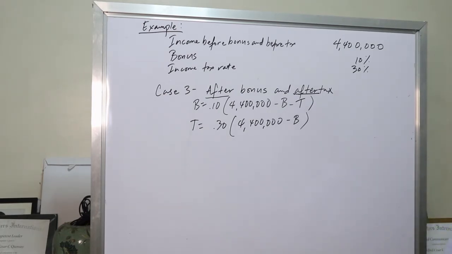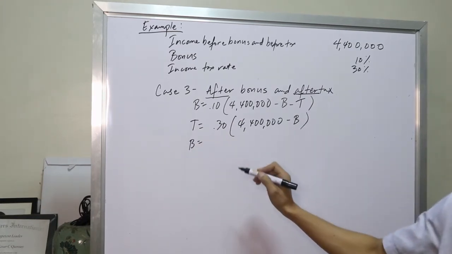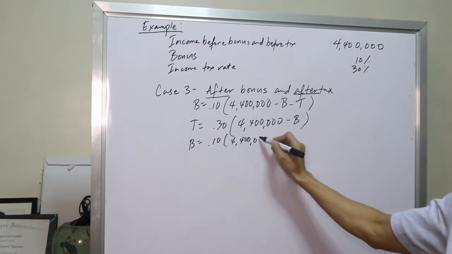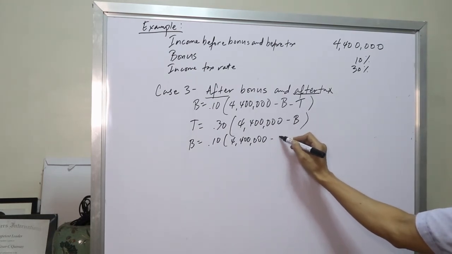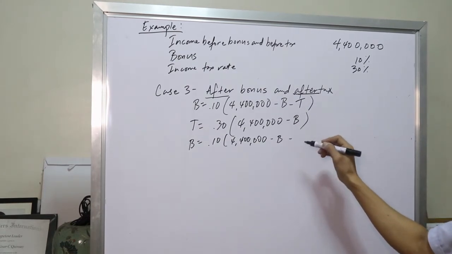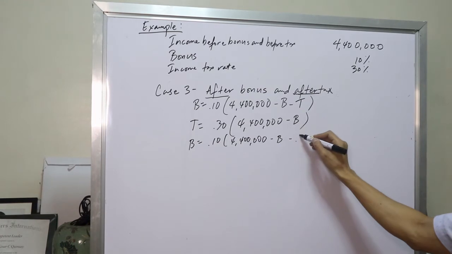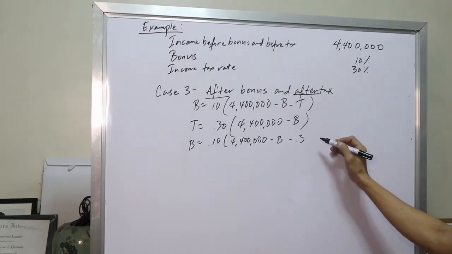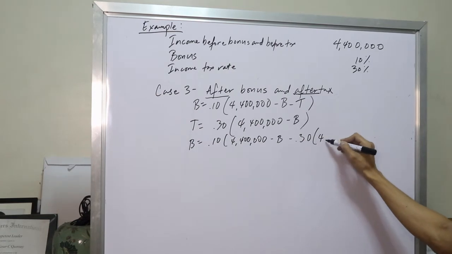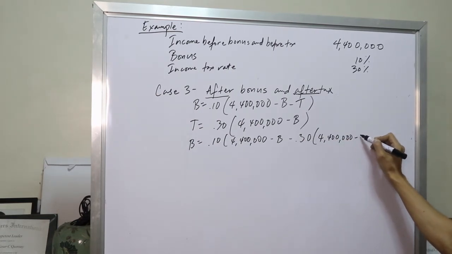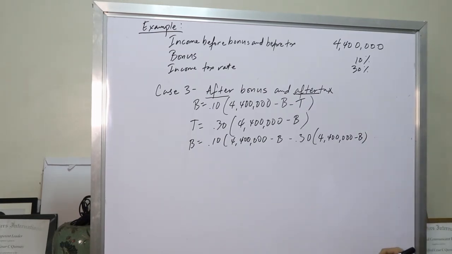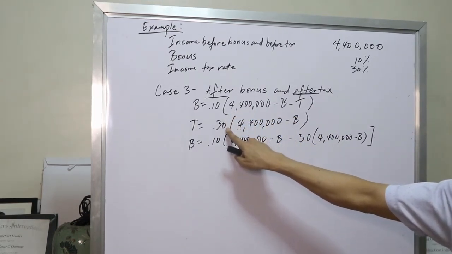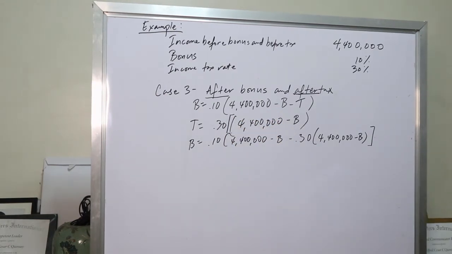So pwede na natin pagsamahin yung two unknown variables. So B is equal to, or the bonus is equal to 0.10 times, so copy-paste lang natin yung nasa taas, 4,400,000. Okay, less the bonus. And less, of course, since nakuha na natin yung sa tax, so less 0.3 times the quantity of 4,400,000, less B. So there. Ayan. So lagyan natin ng bracket dyan to signify yung outside. Okay. Ayan, ayusin natin. Para pogi.